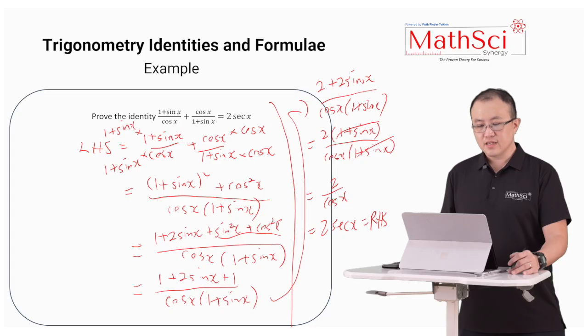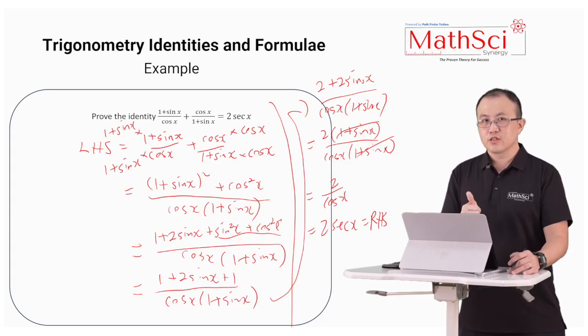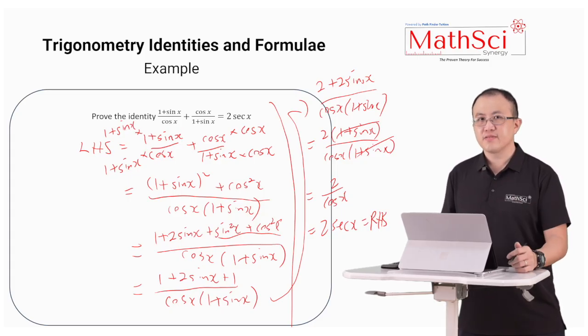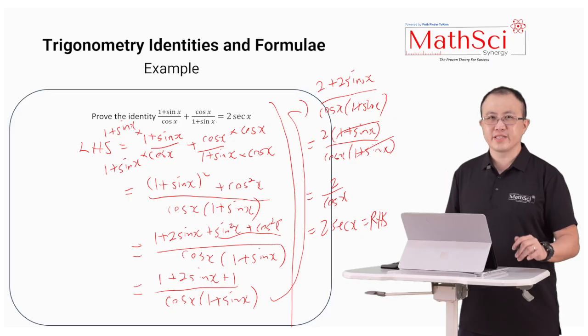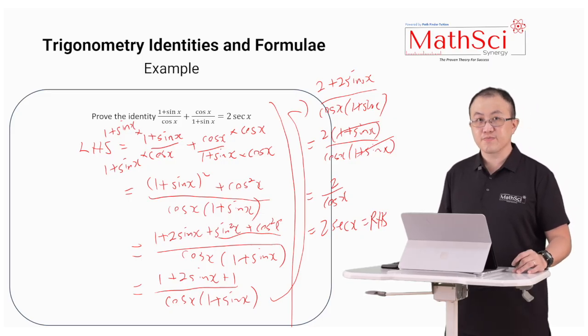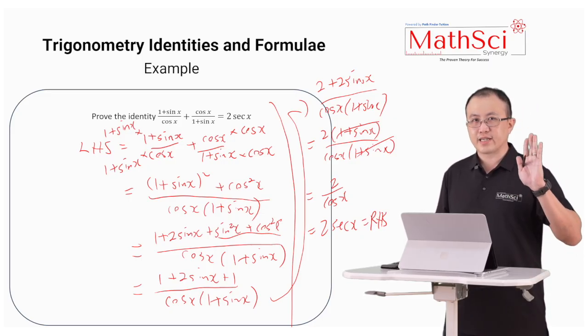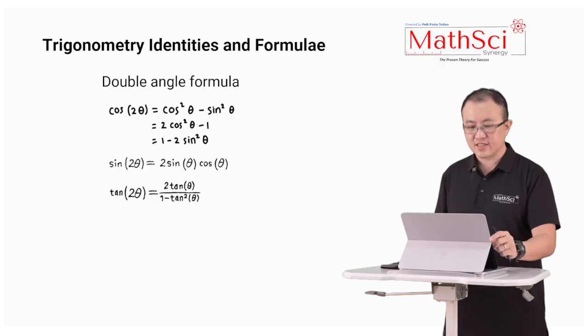Okay? And a good proof should not exceed 7 steps. If you find that you are doing 10, 14 steps, quite sure you are wrong. You are probably beating around the bush, going around in circles. Okay, so this is where you need to take a step back and reevaluate.